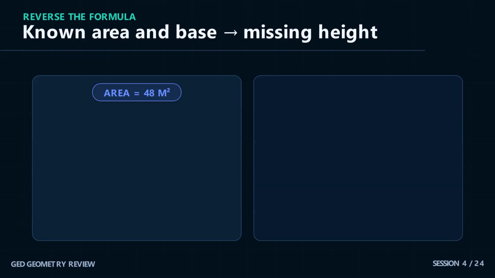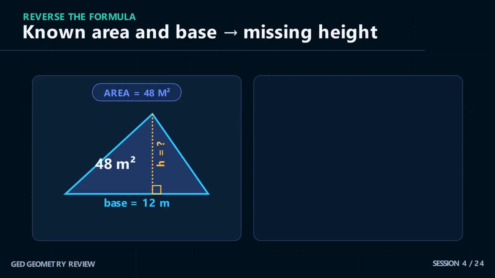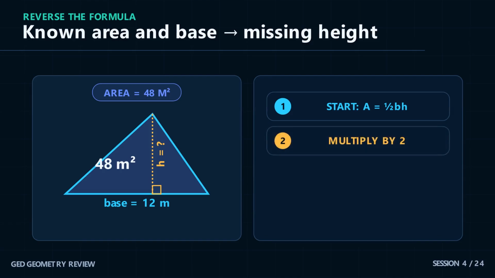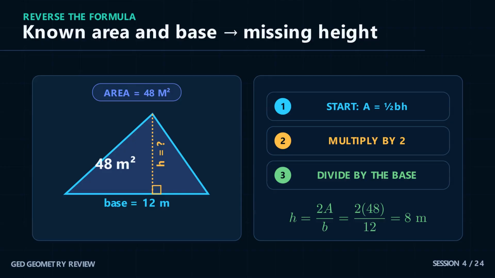Now work backward. A triangle has area 48 square meters and base 12 meters. Find its height. Start with area equals 1/2 base times height. Multiply both sides by 2, then divide by the base. Height equals 2 times area divided by base. 2 times 48 divided by 12 equals 8 meters. The answer is a length, so it uses plain meters. Check by calculating 1/2 times 12 times 8, which returns 48 square meters.